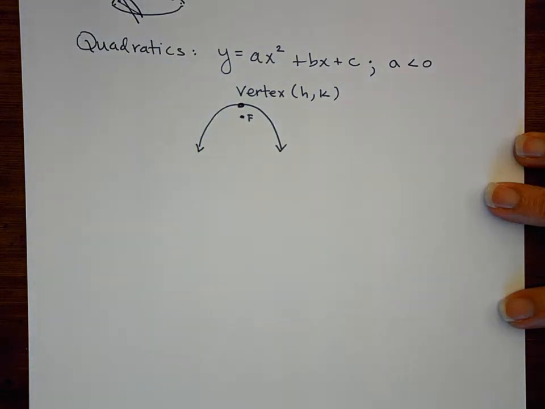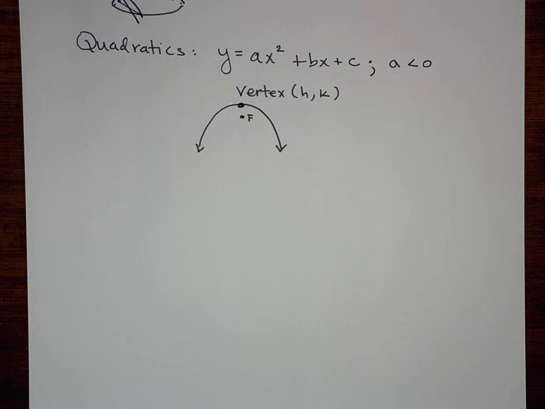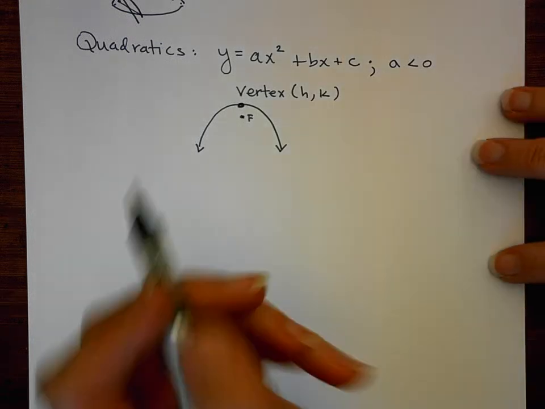Okay, so for what we're going to be working with, we're going to be working with maximums, okay? So when you look at this, Blake, where is the maximum on this parabola? It's the vertex. Okay, good.